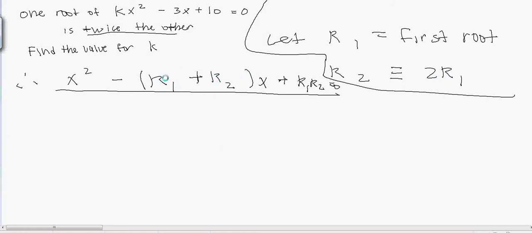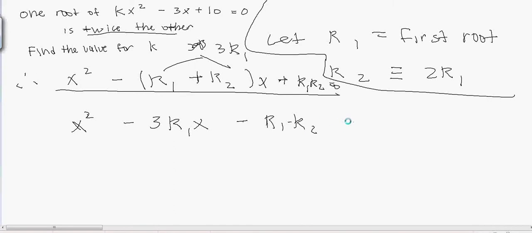So, okay, R1 plus R2, right? R2 is 2R1, so that gives us 3R1, right? Because 2R1 plus 1R1 equals 3R1. So then you get x squared minus 3R1 x plus R1 times R2, which must be equal to 0 according to the condition specified.